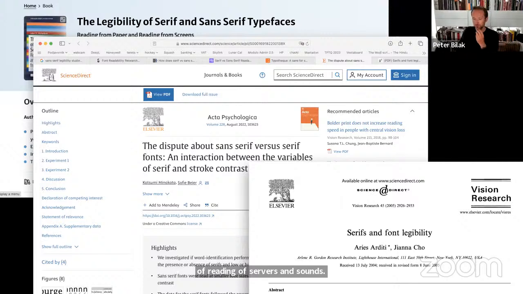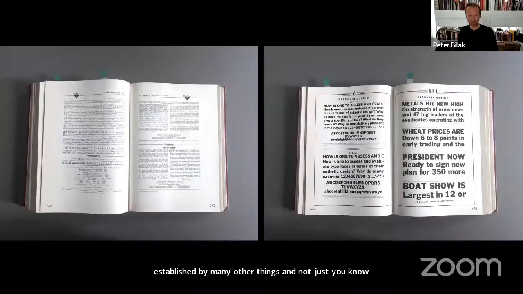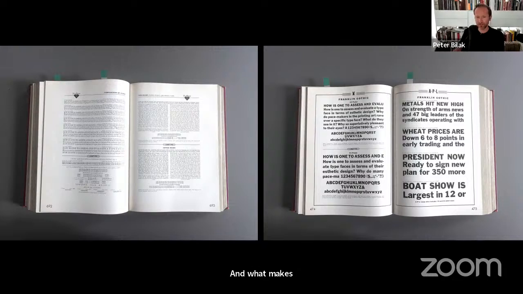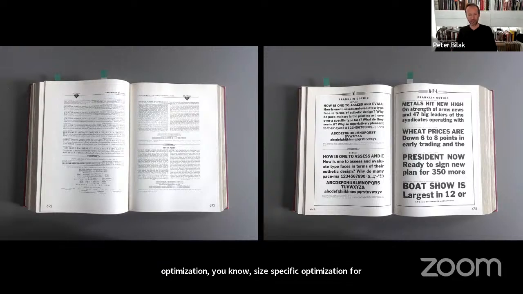And there's no conclusion. The presence or absence of serifs does not really change too much. And there have been various studies and efforts to prove or disprove it. But it seems that legibility is established by many other things and not just the presence or absence of serifs. And what makes type easy to read is mainly its size-specific optimization for its destination.